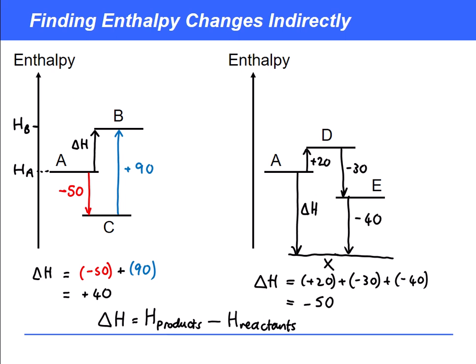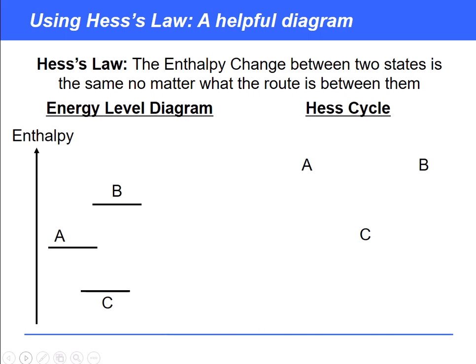And it doesn't matter what path you take to go between A and B, as long as your starting and ending points are the same, you would expect exactly the same enthalpy change. So let's try and now make use of this. This is Hess's law stated. Again, the enthalpy change between two states is the same, no matter what the route is between them. It's named after a man called Germain Hess, a Swiss-born Russian chemist and physician who published it in 1840.